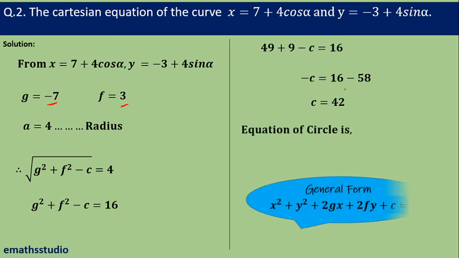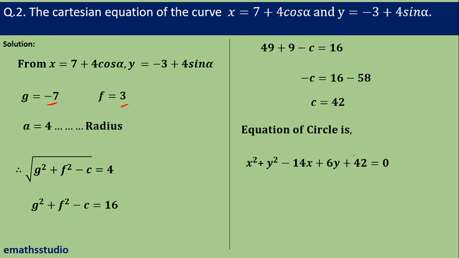Now you have c, the value of g, the value of f, all values we have ready. So one can write the equation of the circle in general form as x square plus y square plus 2gx plus 2fy plus c is 0. Now if I substitute all these values, the equation becomes x square plus y square, now 2g means double of minus 7, that is minus 14, 2f, that is double of f, that is 6, and the c value is 42. So this is the equation of the circle. So this is the Cartesian equation of the circle, while these equations are called parametric equations. They ask us to determine the Cartesian equation, so this one is the Cartesian equation. By the way, these equations are called parametric equations.